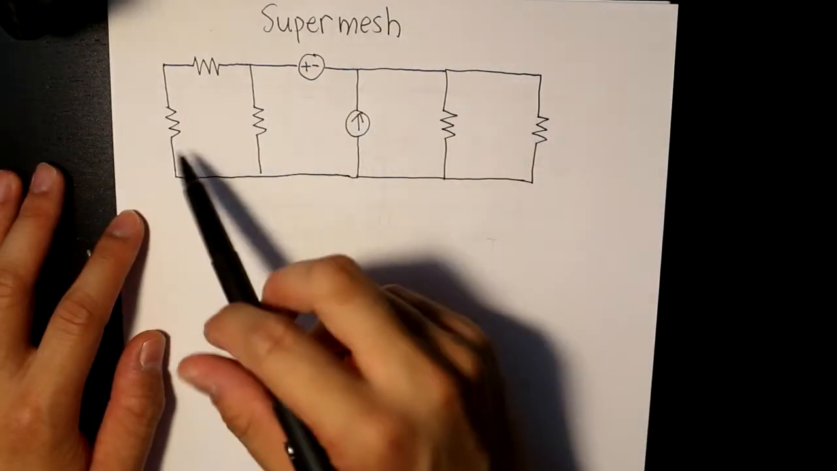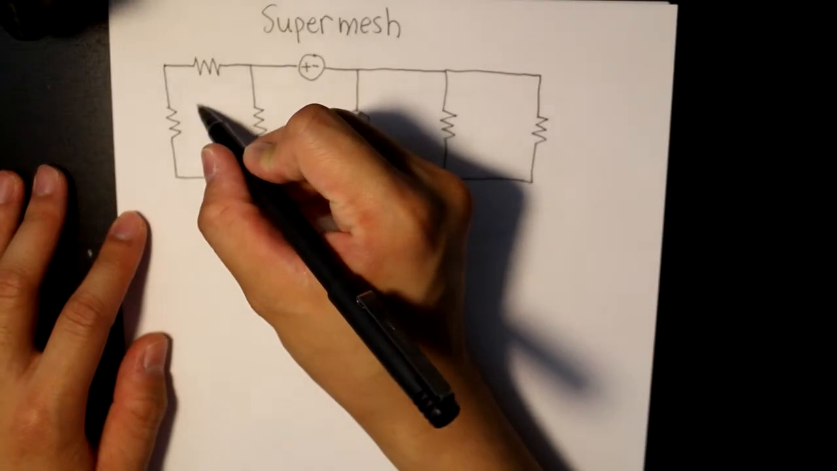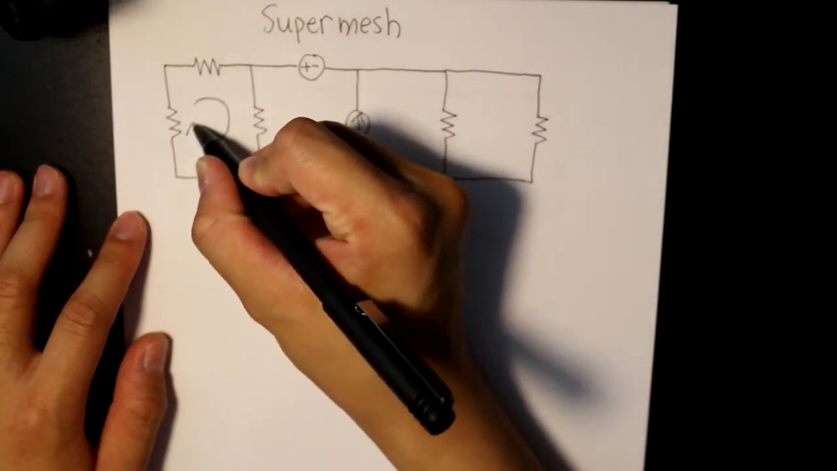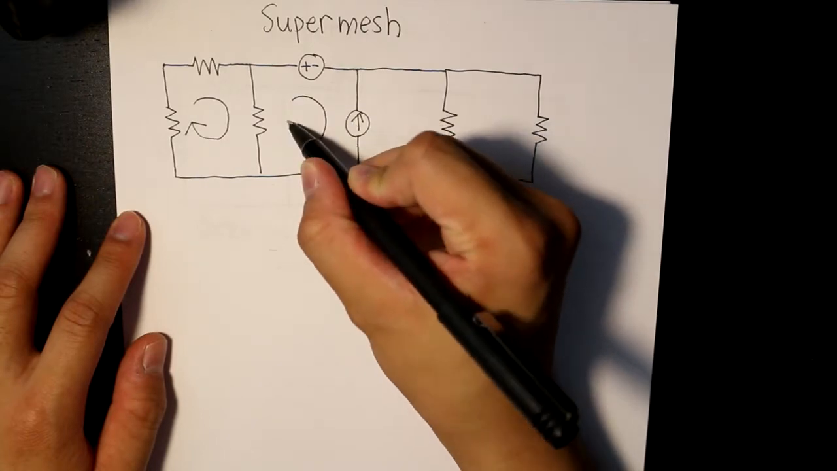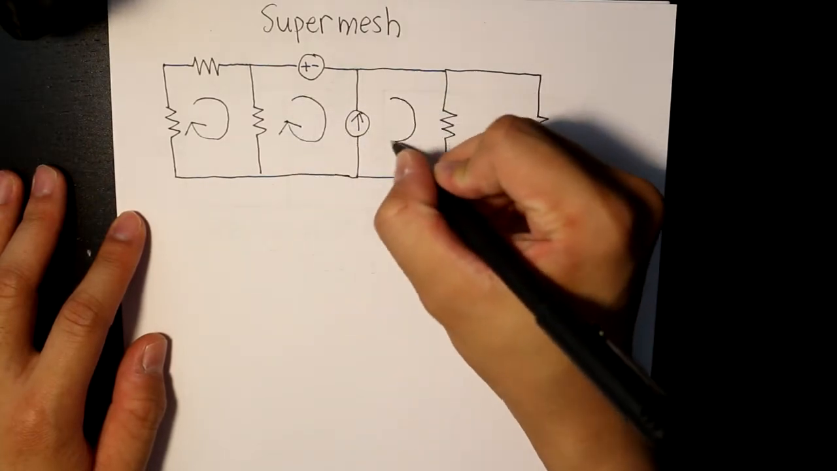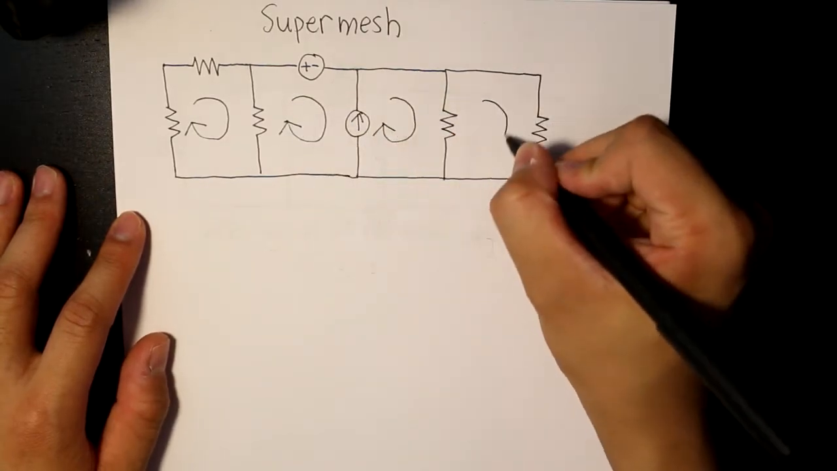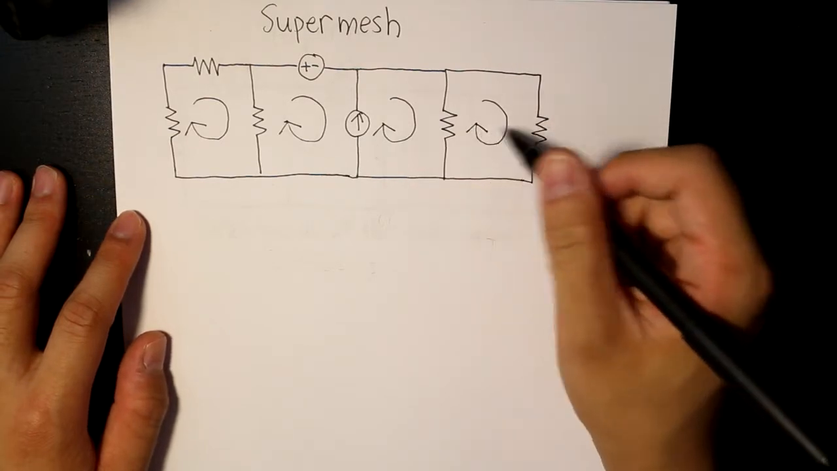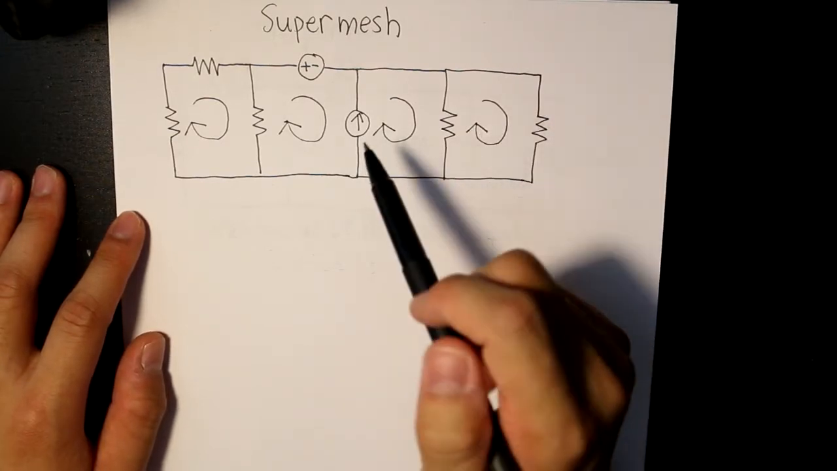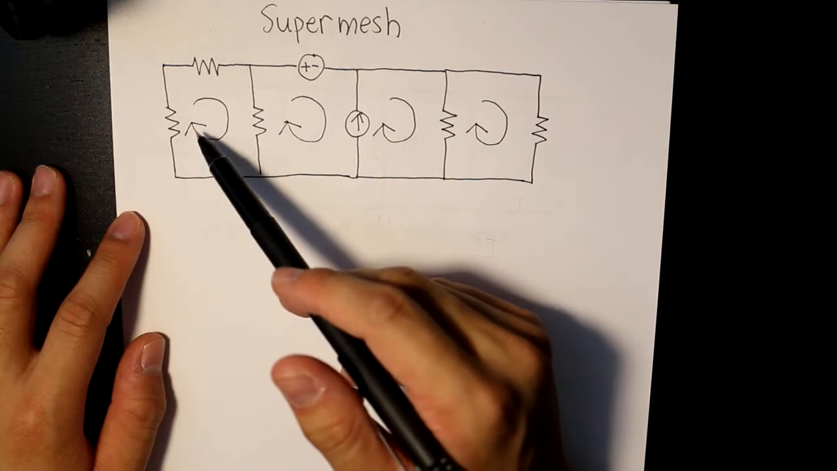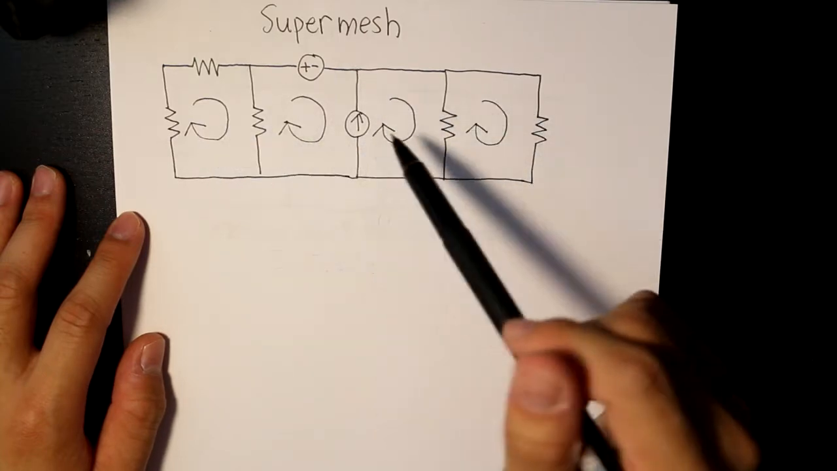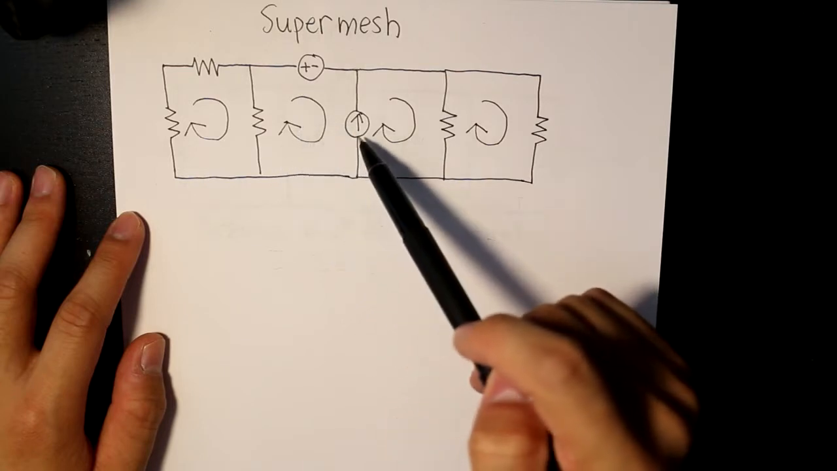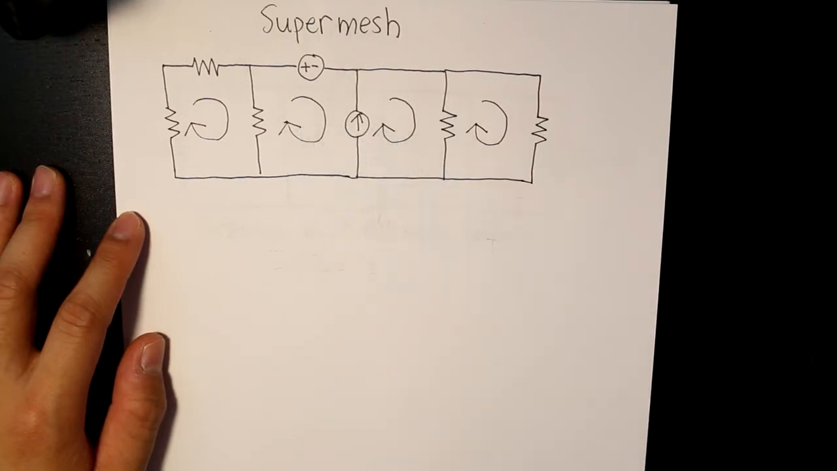So say that we have the circuit right here and we have to draw all of the loops. So we have one loop right here, one loop right here, one loop right here, and another one, finally, one right here. So we can solve for our KVL and for this one as well. But these two, we cannot simply do that because we have a current source.